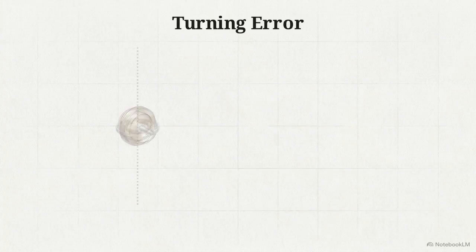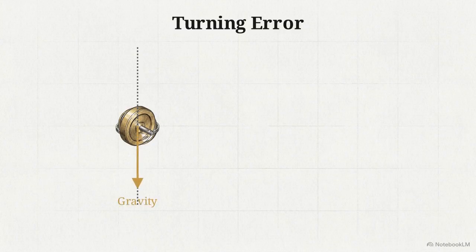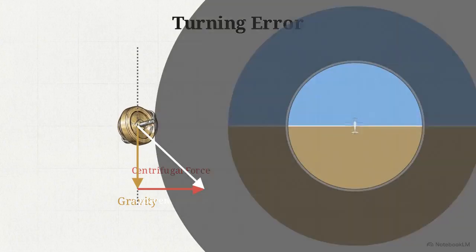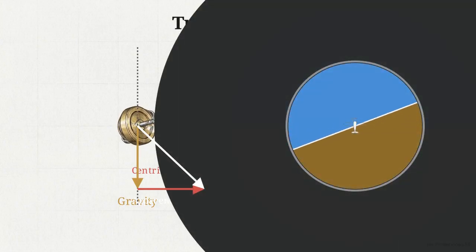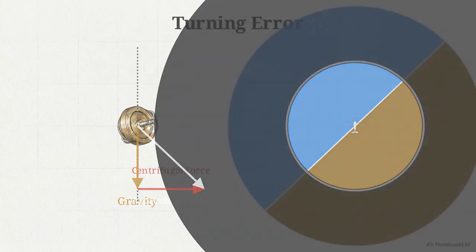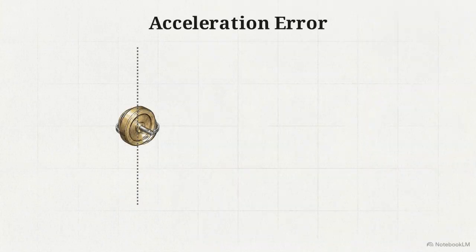The first is turning error. During a prolonged, coordinated turn, centrifugal force is introduced. Normal gravity intersects with this centrifugal force, creating a false apparent vertical vector that tilts the mechanism. To the pilot, this manifests as a false bank indication.